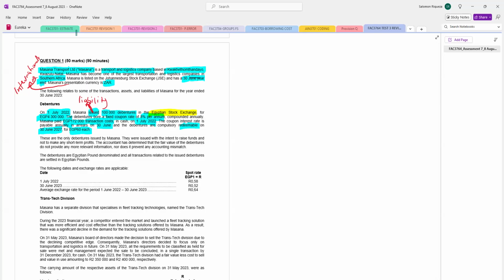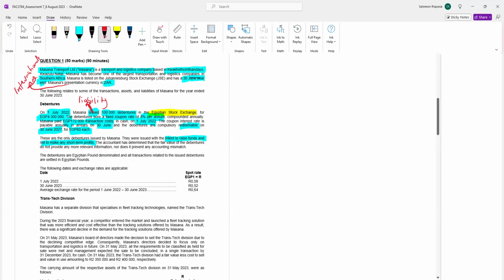Now that means the price at the beginning and at the end is not the same. Okay, so we have to check. This one becomes my future value because that's the maturity price. Then it says, these are the only debentures issued by Masana. They were issued with the intent to raise funds and not to make any short-term profit. Already, this is for capital appreciation, if I put it that way. Basically, they wanted to raise funds.